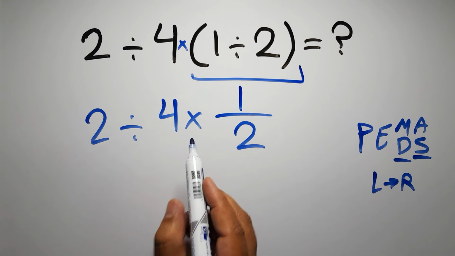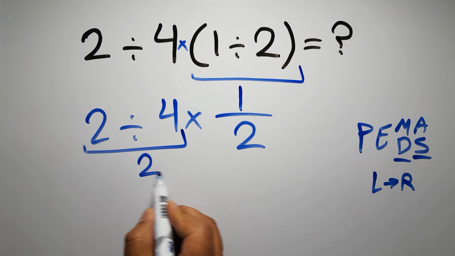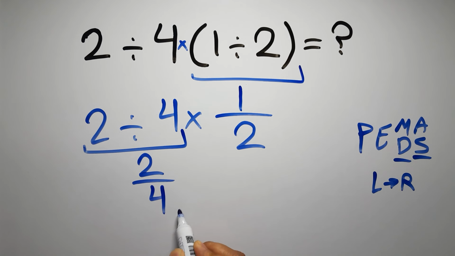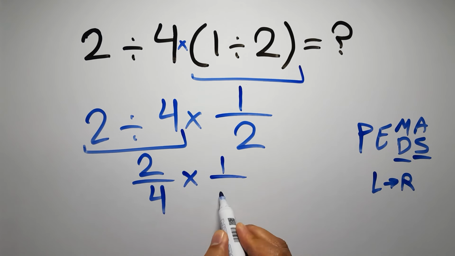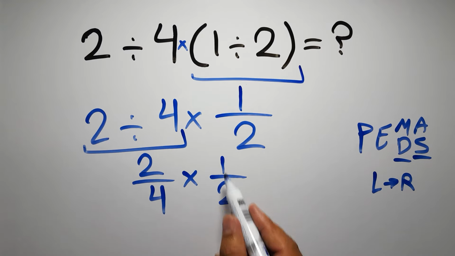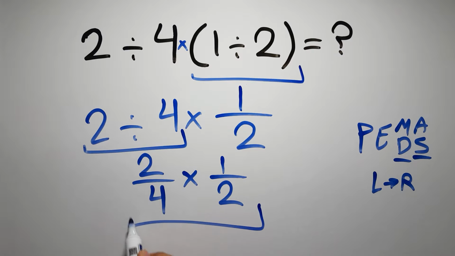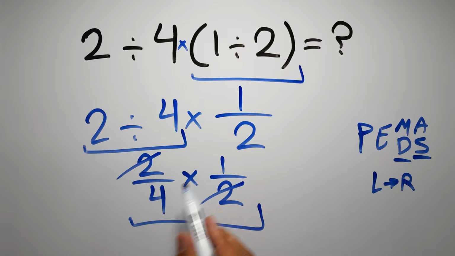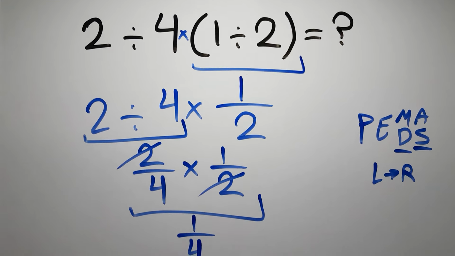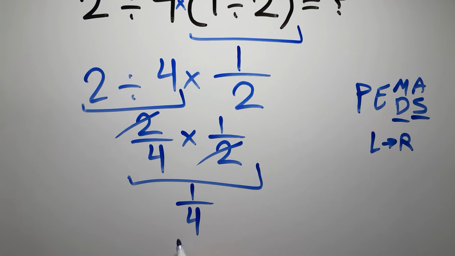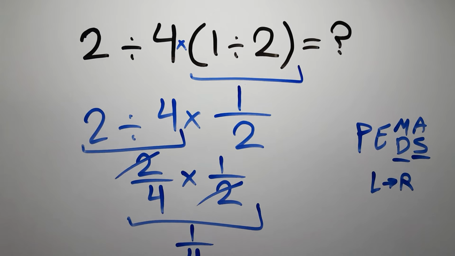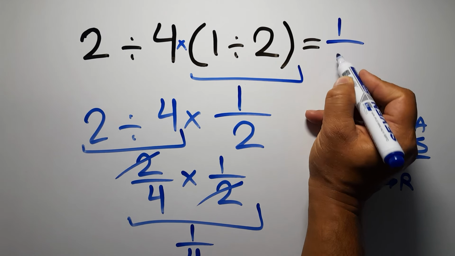So here first we have to do this division. 2 divided by 4 can be written as 2 over 4. Then times 1 over 2. Okay? Now we have 2 over 4 times 1 over 2. We can easily cancel this 2 and this 2, so we have just 1 over 4. And this is our final answer to this problem. The correct answer is 1 over 4.